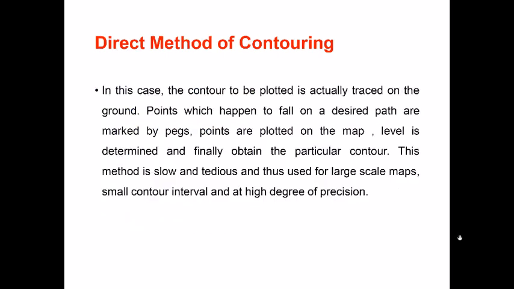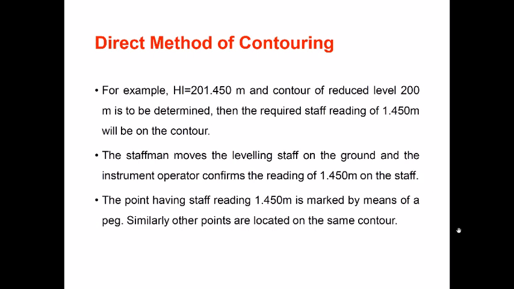So, like we discussed, in the direct method the contour is actually traced on the ground. So you try to find out the locations which have a specific reduced level, the reduced level for which you are drawing the contour. So, for example, if the height of the instrument with the leveling instrument is 201.45 meters, and the contour of reduced level 200 meters is to be determined, that means you're trying to trace or locate points that have an elevation of 200 on the ground.